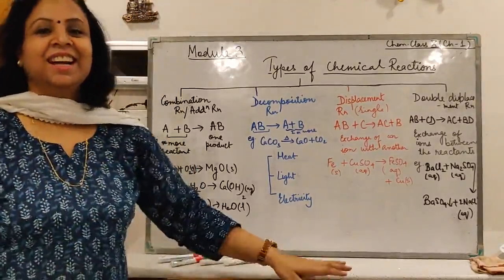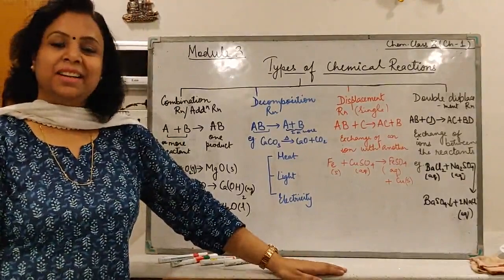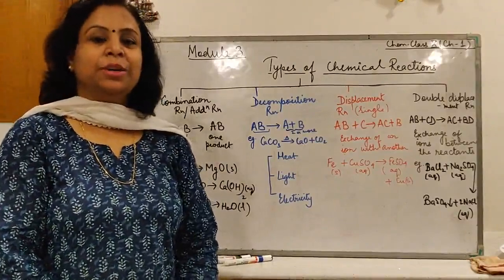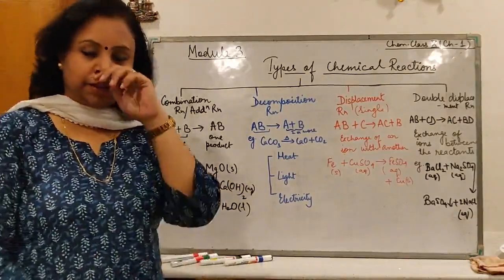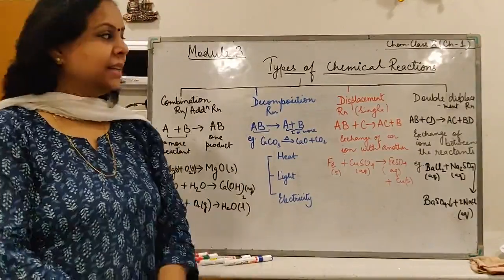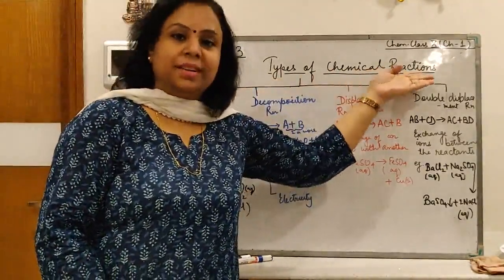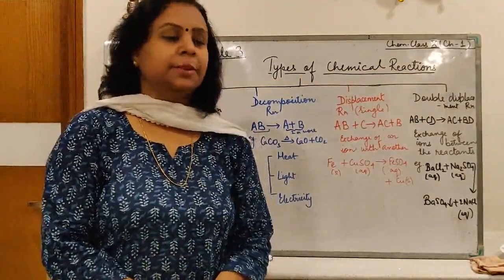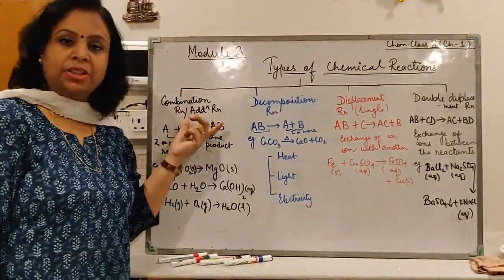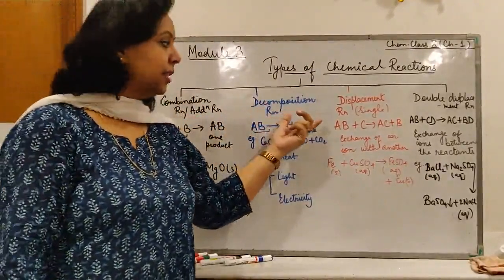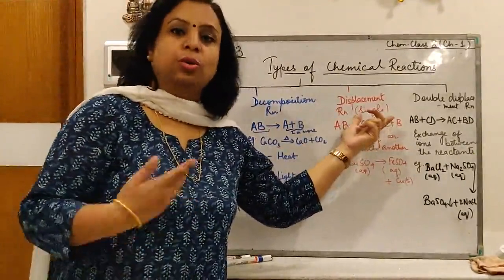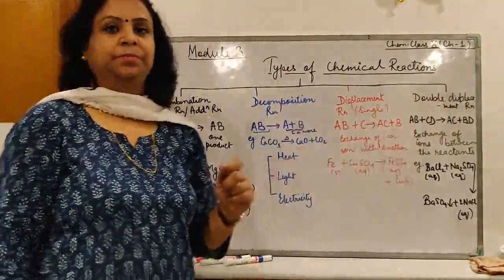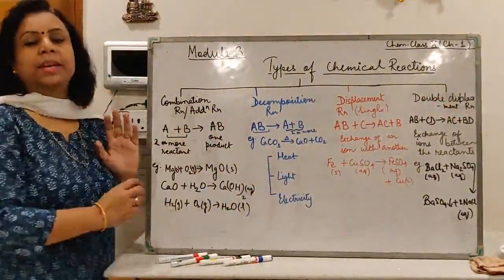Namaskar children. After studying the chemical equations and methods of balancing chemical equations, we are now going to start with module 3 of chemical reactions and equations, and it deals with types of chemical reactions. Children, primarily there are 4 types of chemical reactions, namely combination reactions, decomposition reactions, displacement reactions, also known as single displacement reactions, and double displacement reactions.